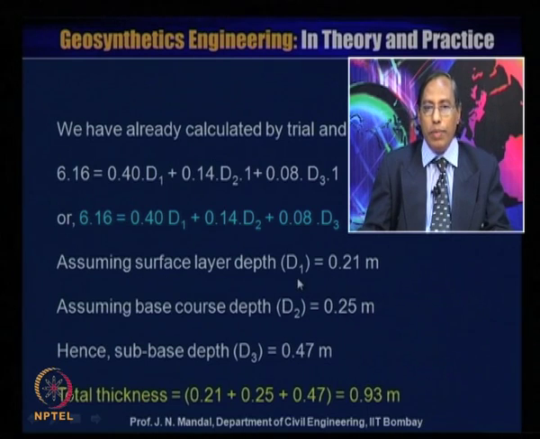Assuming surface layer depth D1 is equal to 0.21 meter, assume the base course depth D2 is equal to 0.25 meter, hence you can determine the subbase depth D3 is equal to 0.47 meter. So, total thickness will be 0.21 meter plus 0.25 meter plus 0.47 meter, which is 0.93 meter.